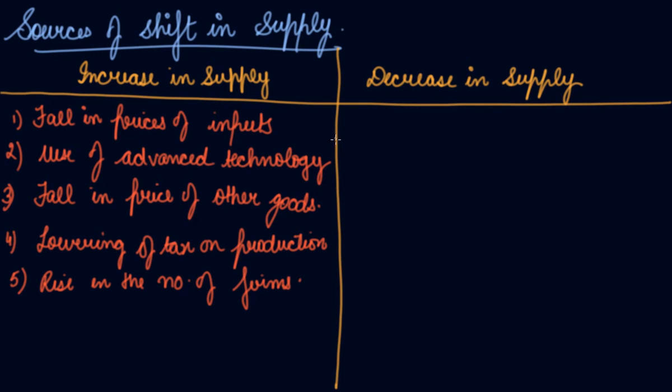In this, let's see the factors that affects the decrease in supply. Number one is your rise in the price of inputs. If your price of inputs increases, what happens? Your cost of production increases and the selling price of your product remains same. So what will happen? A producer is earning lower profit than what he was earning before, so he will decrease the supply.